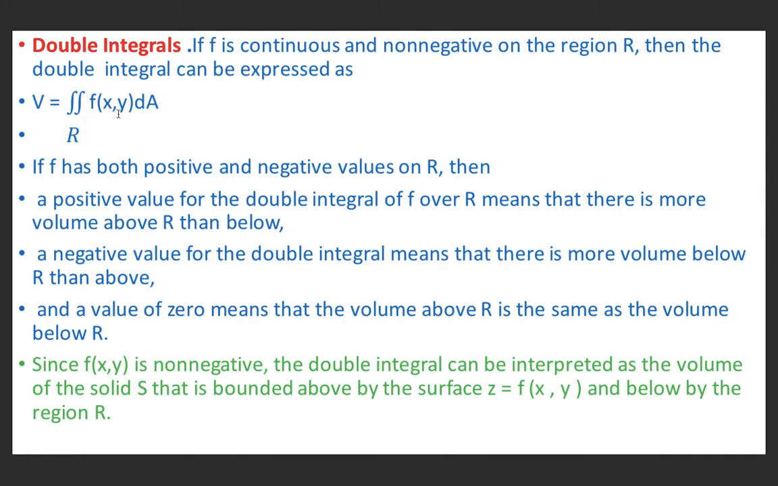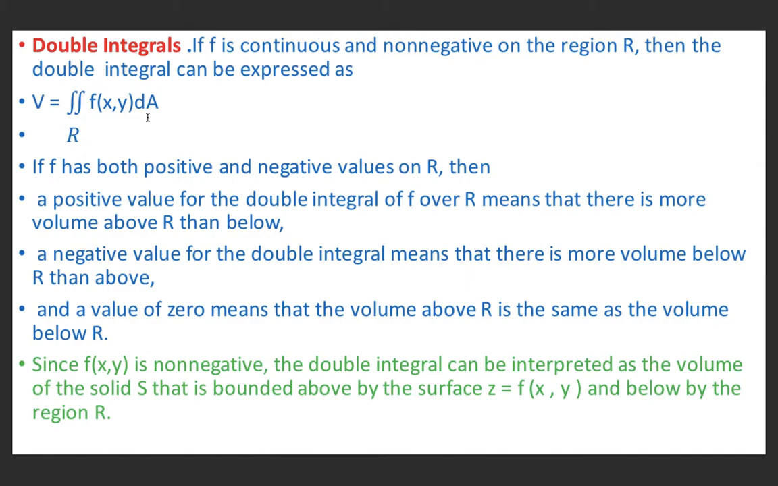This function f(x,y) may be both positive and negative in the region R. It may have positive values in the region R, and it may have negative values in the region R. So a positive value of this double integral means that there is more volume above R than below. And if the value of this double integral is negative, it means there is more volume below than above.